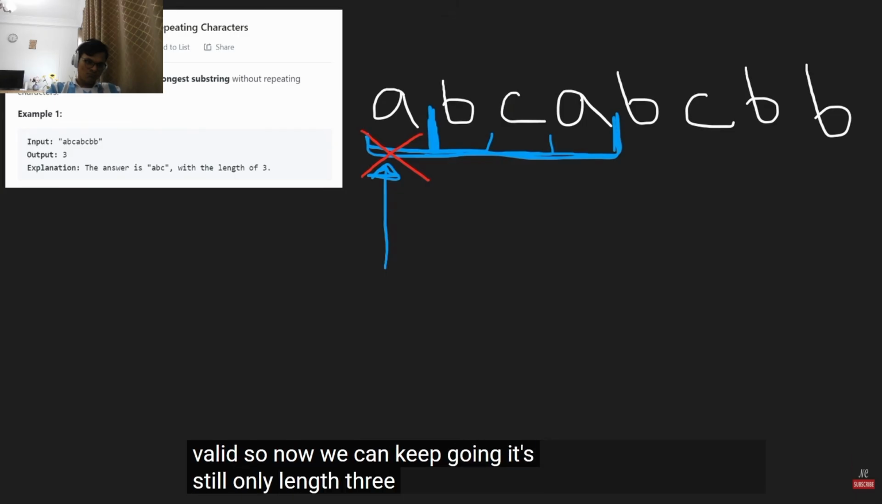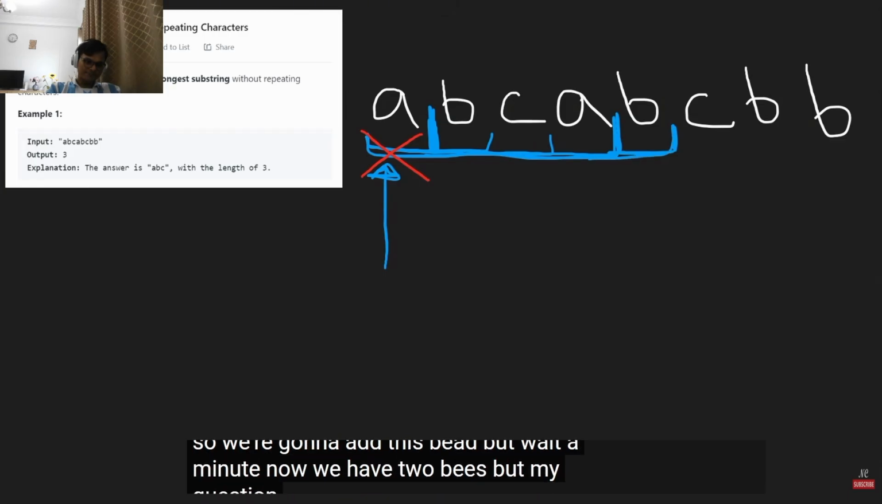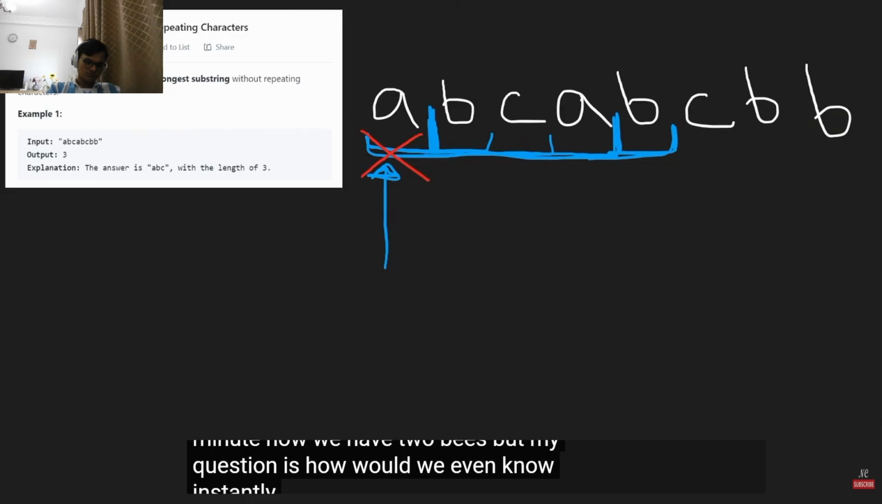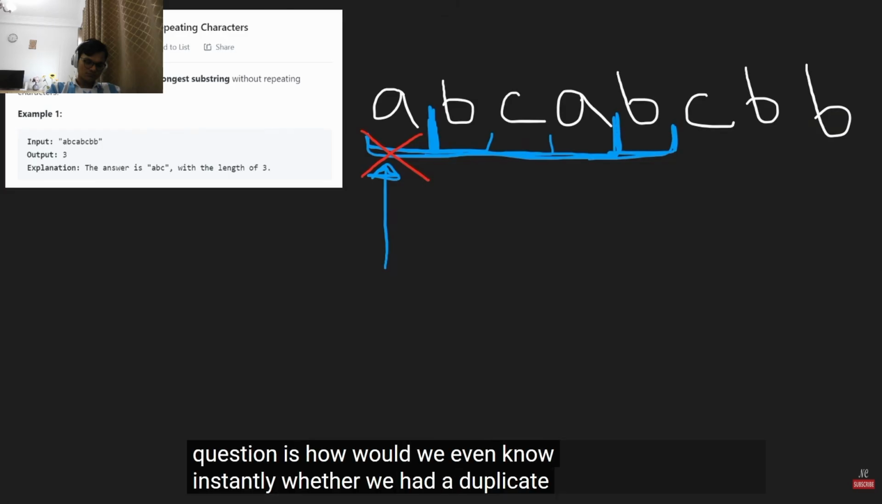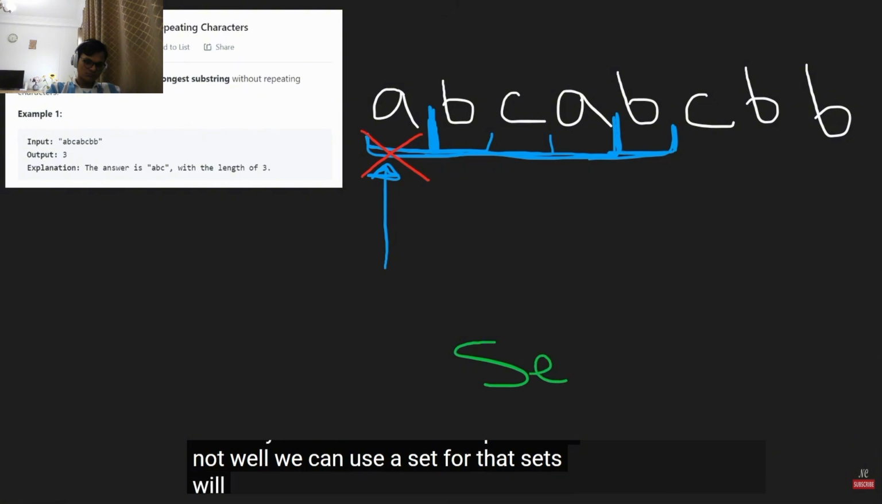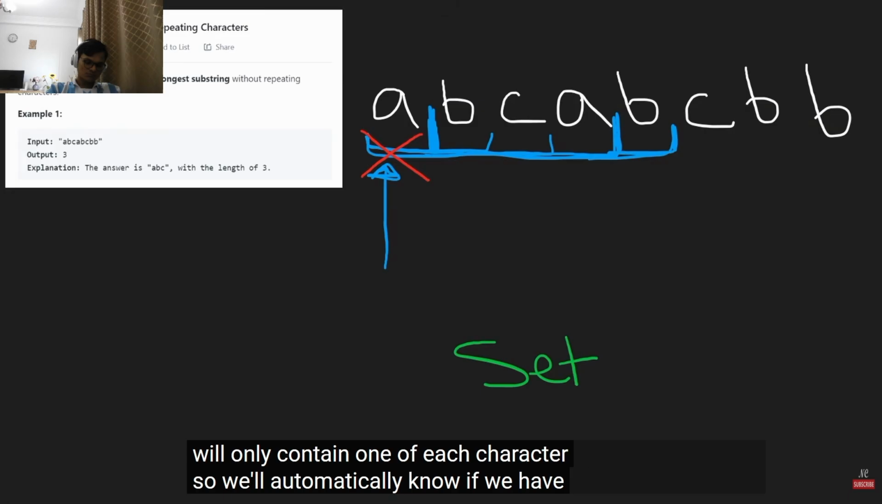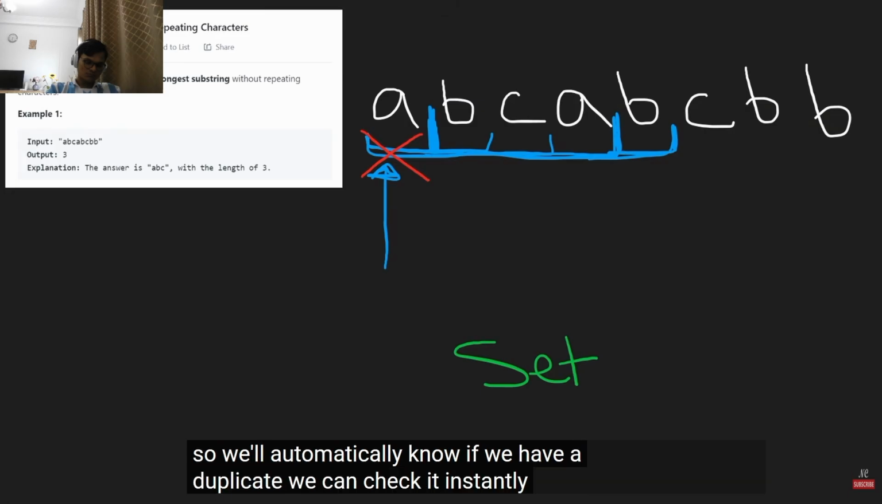It's still only length 3 though, so next we're going to add this B. But wait a minute, now we have two B's. But my question is, how would we even know instantly whether we had a duplicate or not? Well, we can use a set for that. Sets will only contain one of each character, so we'll automatically know if we have a duplicate. We can check it instantly.